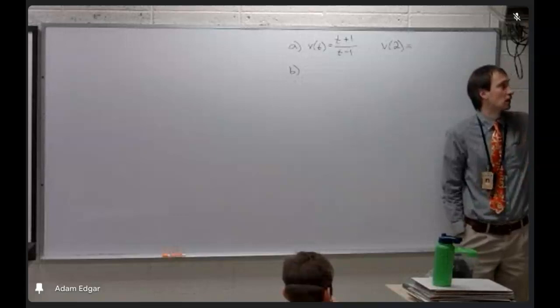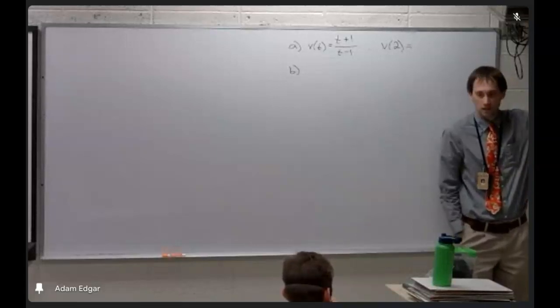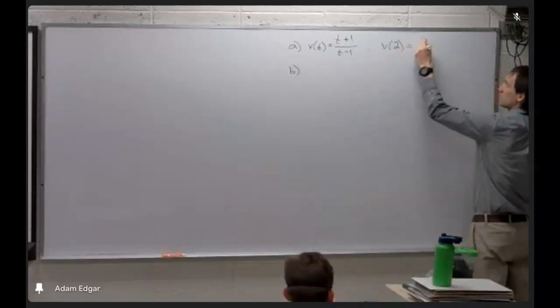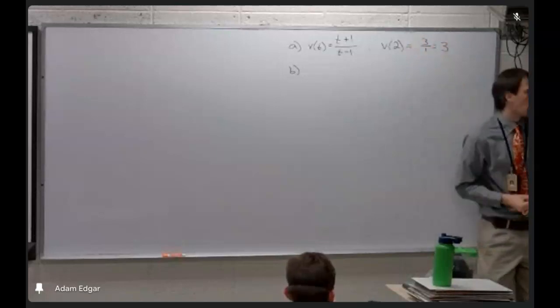Here, you're given the velocity. So when I say find the velocity, just use what we gave you. And so just plug 2 into the function. 2 plus 1 is 3. 2 minus 1 is 1. So your velocity is 3. Done. In part B, you want to find the acceleration.